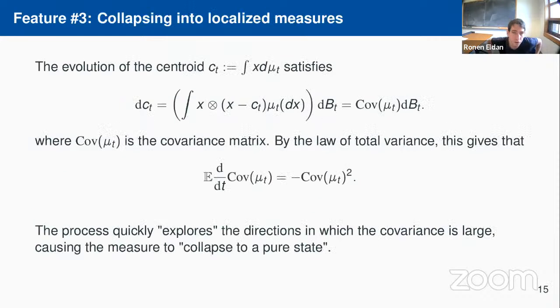Okay, the third feature that I want to present is the following. If I consider the centroid of our measure, C t, so this is a vector valued process, and I try to differentiate it and see what its evolution looks like, it's just a straightforward calculation that it moves faster in directions where the covariance matrix of the measure mu t is larger.